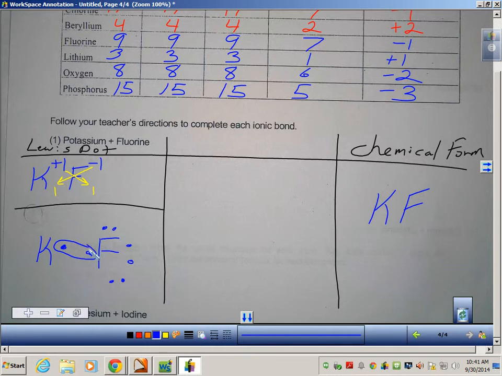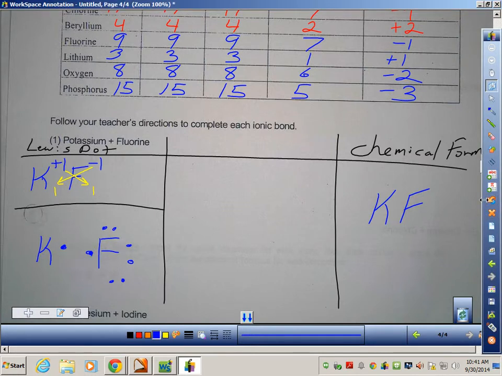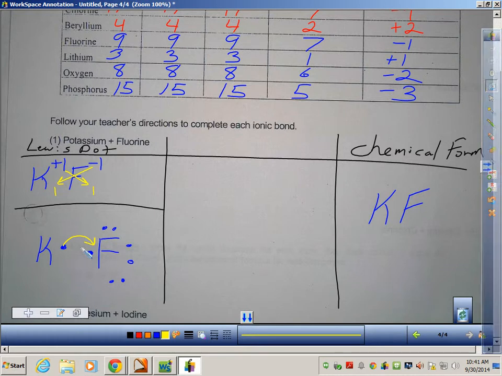Do I circle them? Careful. Am I sharing them? No. If I see that, you're going to get it wrong. I want to see this. You need to show me that the electron is transferred, given away, not shared. You guys get that? If I give up an electron, I become what? Positive. If I gain an electron, I become what? Negative. Okay?